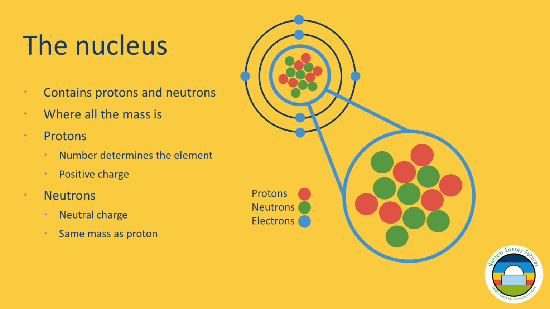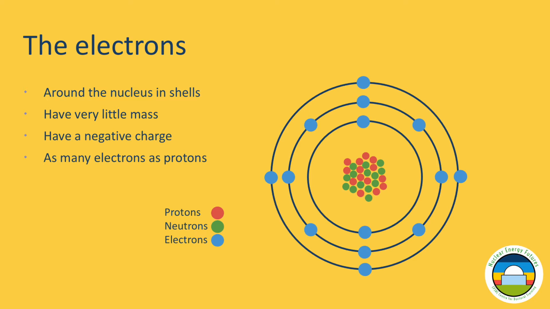So, our protons and neutrons make up our nucleus. They have all of the mass of the atom. The protons tell us what type of element our atom is, and they have a positive charge. Our neutrons have no charge, but they do have the same mass as a proton.